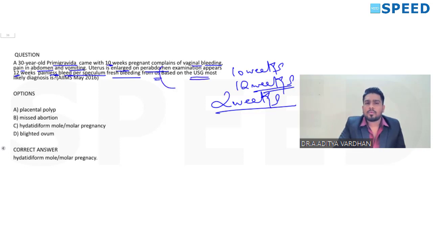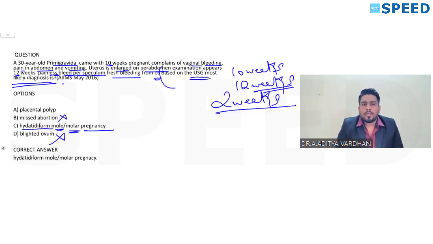Based on the ultrasound, the most likely diagnosis is... It's a clear-cut question, friends. This is a case of hydatidiform mole, also known as molar pregnancy. It is not a blighted ovum. It is not a missed abortion. I will tell you how.